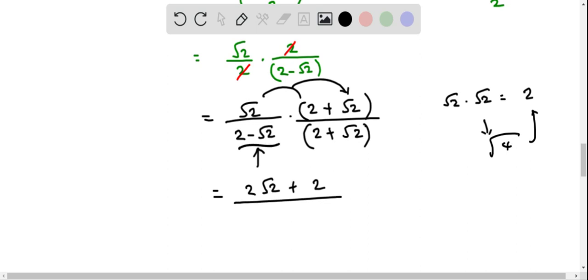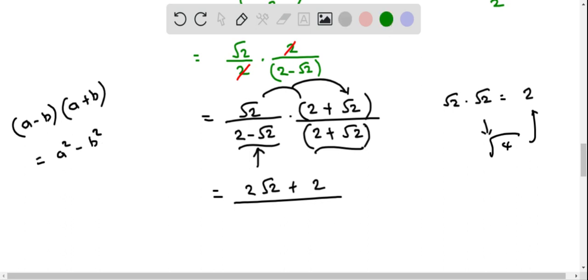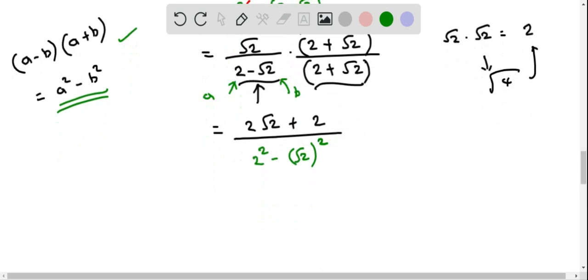Now we use the difference of squares here. That is a minus b times a plus b equals a squared minus b squared. So here we can consider this 2 as a and this root 2 as b. When we use the difference of squares identity, we can put this in simple form as a squared minus b squared. So it's going to be 2 squared minus root 2 squared. And so this simplifies to, we can factor 2 from the numerator terms. So I write this as 2 times root 2 plus 1, so first I write this 1 plus root 2.